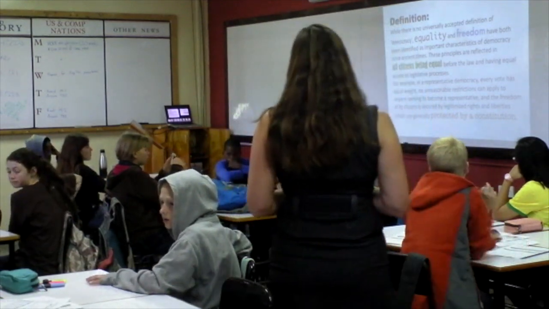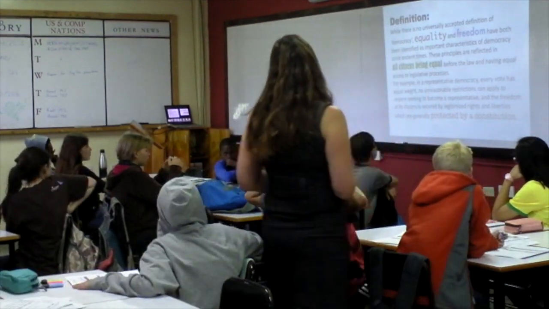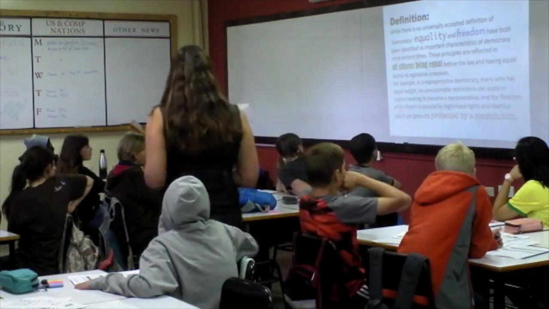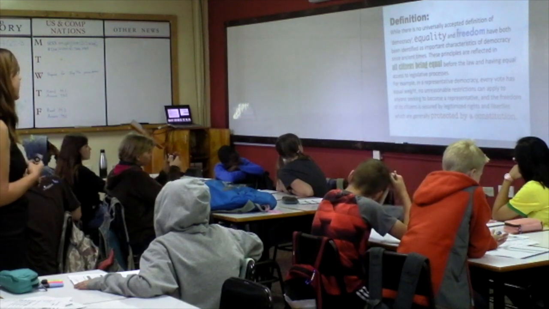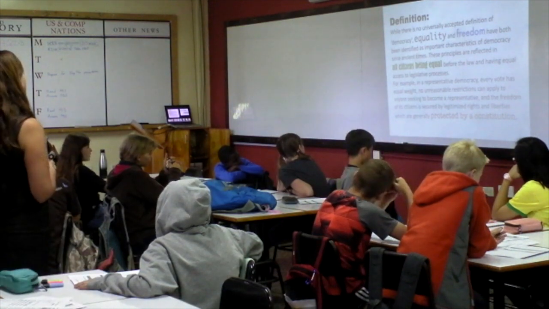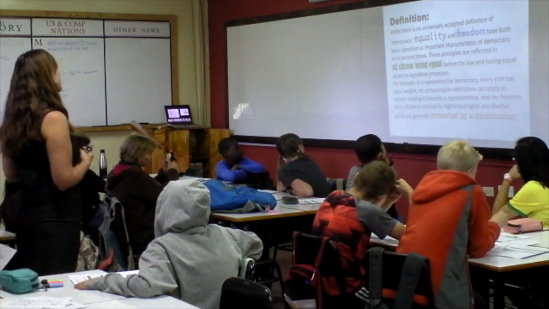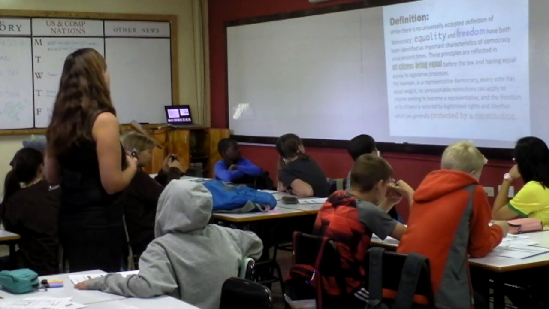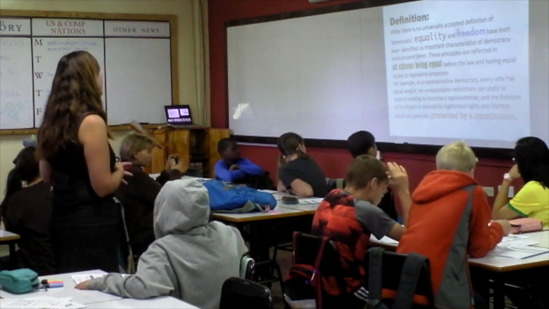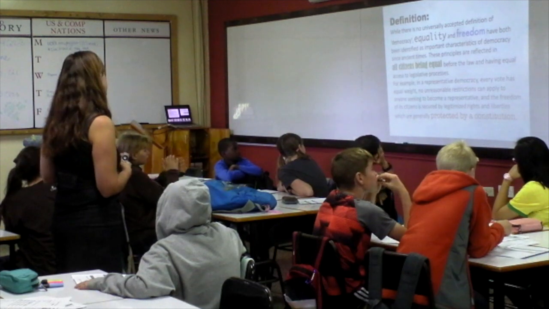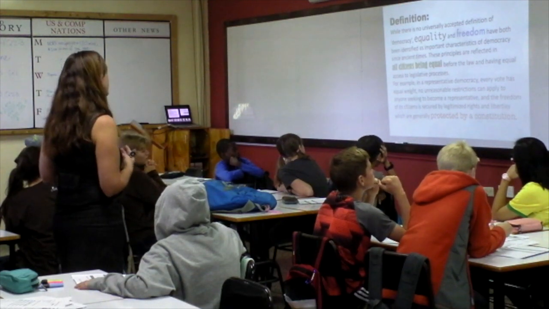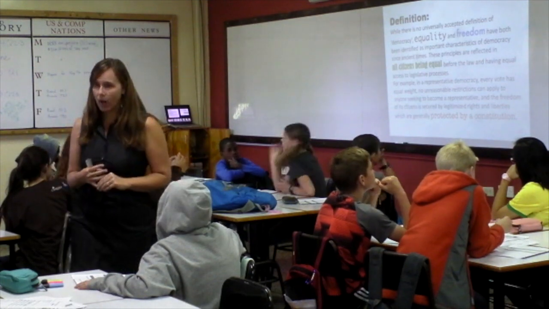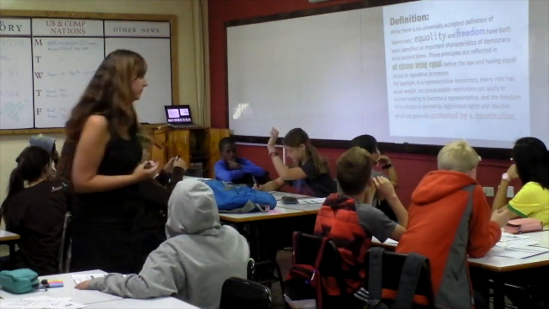These principles are reflected in all citizens being equal before the law and having equal access to the legislative processes. For example, in representative democracy, every vote has equal weight. No unreasonable restrictions can apply to anyone seeking to become a representative, and the freedom of its citizens is secured by legitimizing rights and liberties which are generally protected by a constitution. Wow, that's a crazy definition.